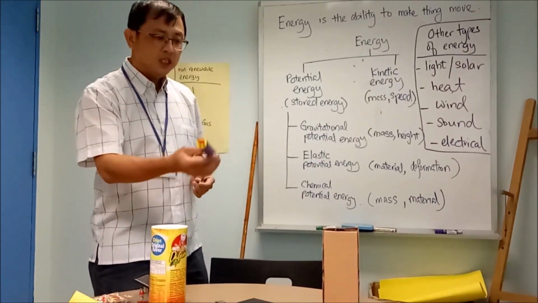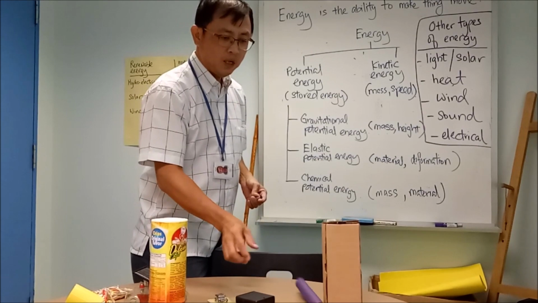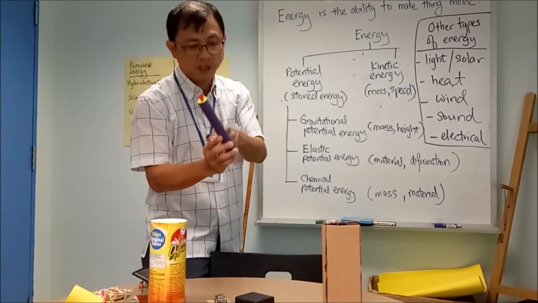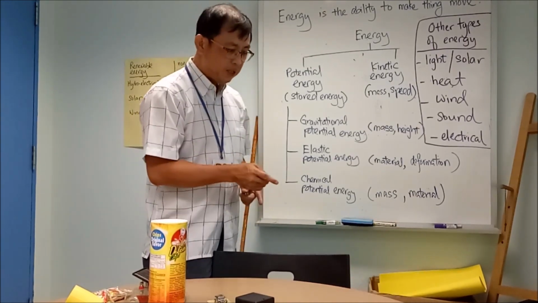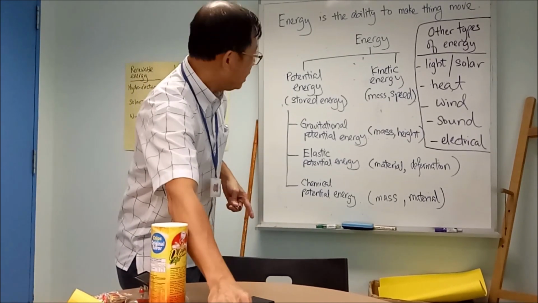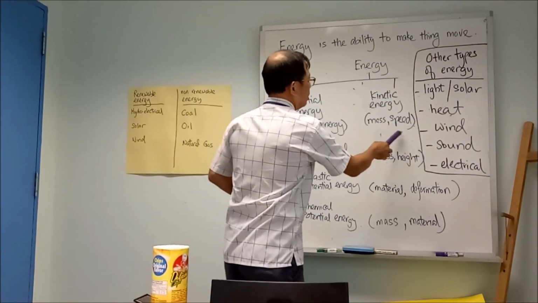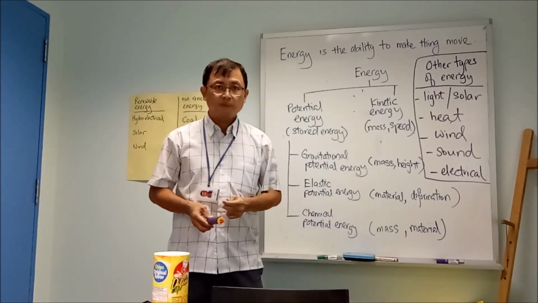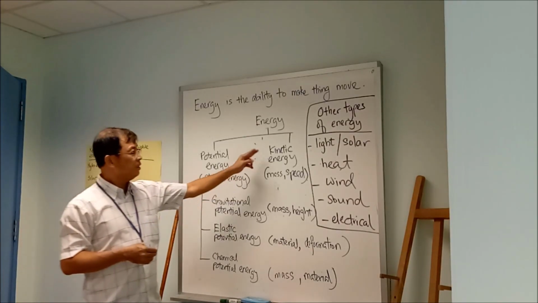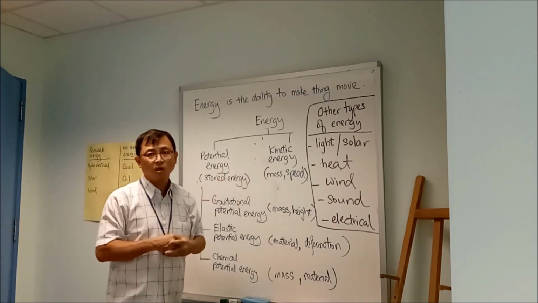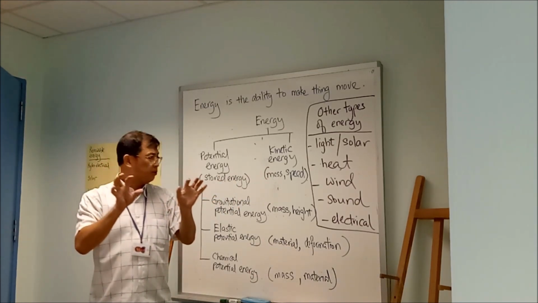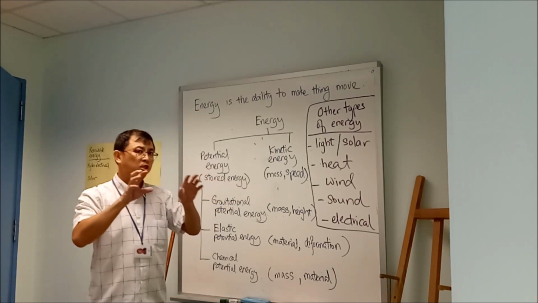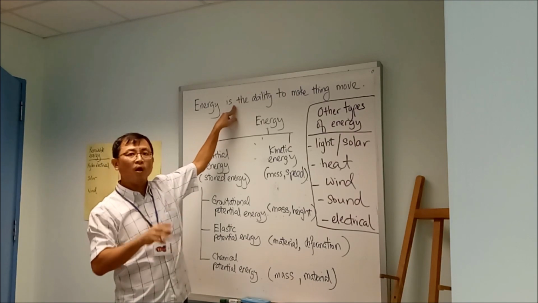So let's try this. This one now with a low speed cannot make things move so effectively. But if it has a high speed, then it can make things move better. So slow speed, low kinetic energy; high speed, high kinetic energy. Another factor that affects kinetic energy will be the mass of the object. For the same amount of speed, the object with a higher mass will have higher kinetic energy, meaning it can make things move further.